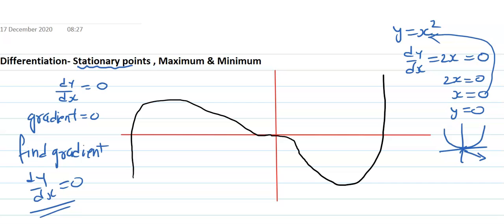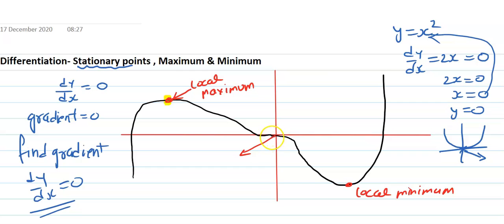Okay, in this curve if you see, this is a maximum point here, so let's make a red dot here. This is maximum point and this is minimum point. So this maximum point is called local maximum. And this is minimum point, so this is called local minimum.